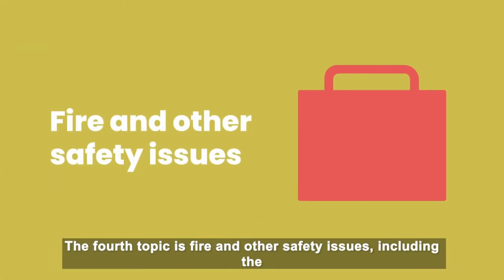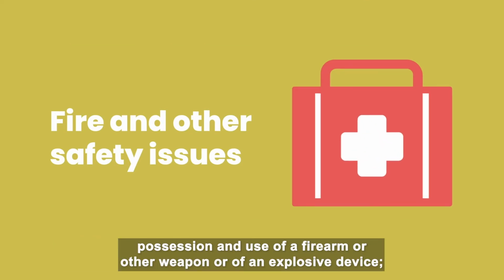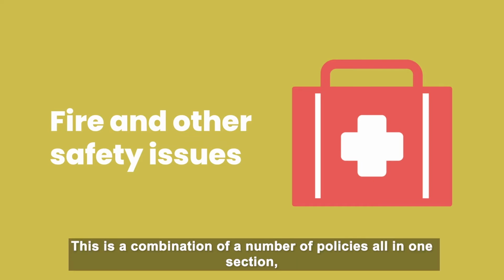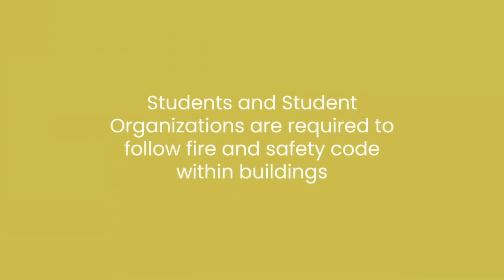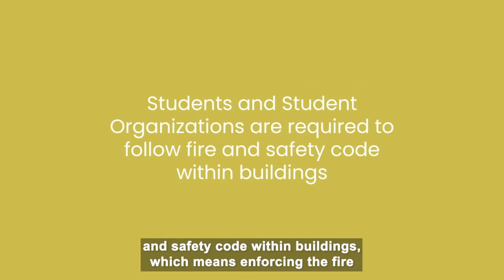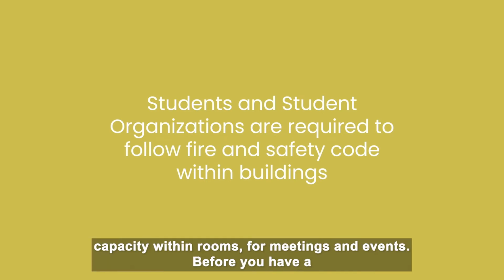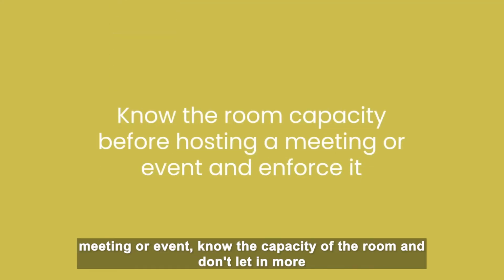The fourth topic is fire and other safety issues, including the possession and use of a firearm or other weapon or of an explosive device. This is a combination of a number of policies all in one section related to safety issues. University policy requires students and student orgs to follow fire and safety code within buildings, which means enforcing the fire capacity within rooms for meetings and events. Before you have a meeting or event, know the capacity of the room, and don't let in more people than the maximum.